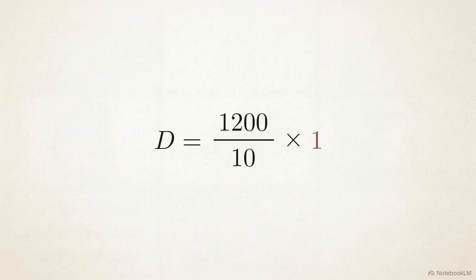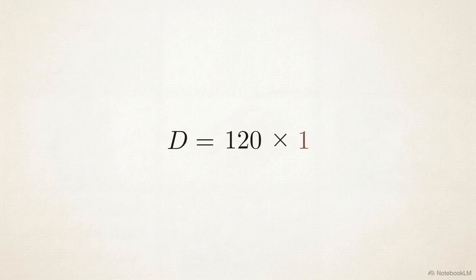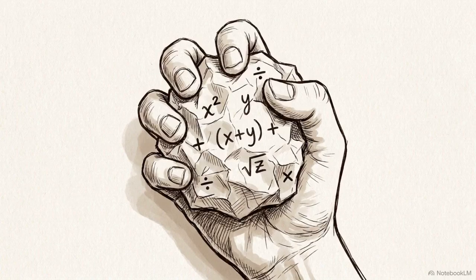Finally, multiply that fraction by our calculated time difference, which is 1. 1200 divided by 10 is 120. Multiplying by 1 maintains that value. The final distance to the school is 120 kilometers. There are no complex fractions to balance or variables to move across an equal sign. You are just multiplying and subtracting whole numbers.